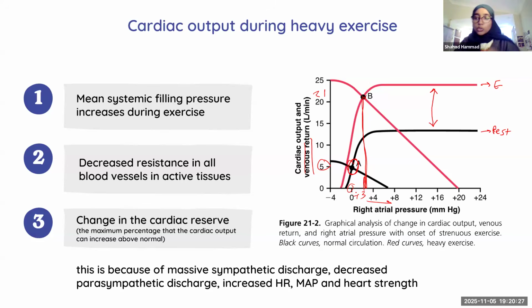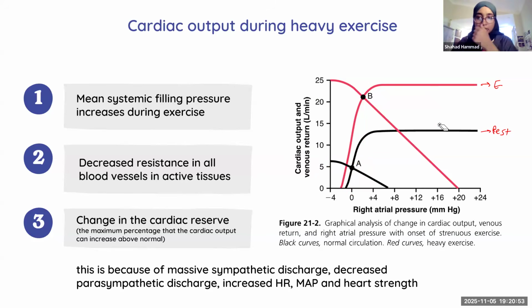So again, in a normal person, we have the normal cardiac output and venous return at 5 at 0 atrial pressure. When we exercise, the cardiac output will increase, the venous return will increase, but the atrial pressure will not increase or increase minimally, okay? Does this make sense before we move on? Because a lot of the rest of the lecture will hinge on this understanding.